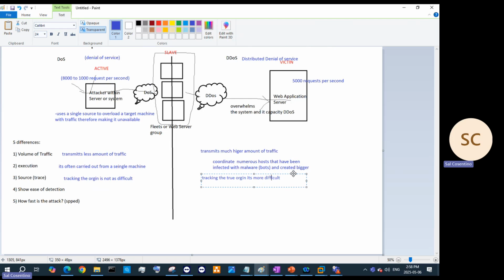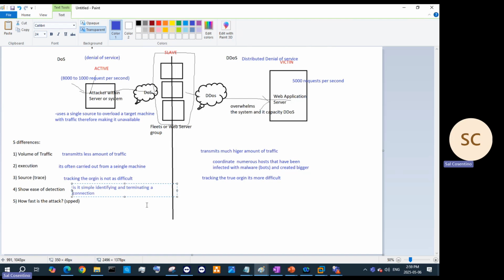Right? So that's important too. Then when we talk about differences, we talk about the ease of detection. Is it simple to identify? Is it simple for identifying and terminating a connection? That's important too.